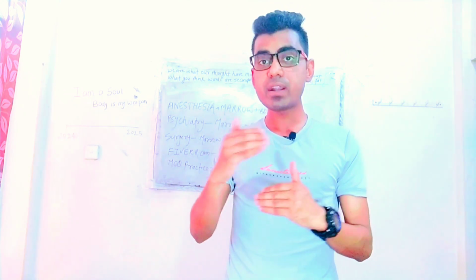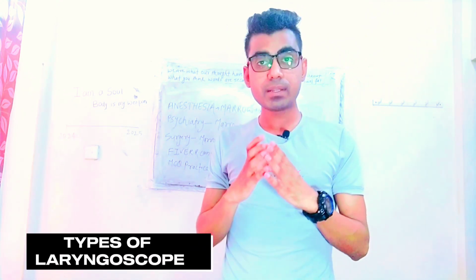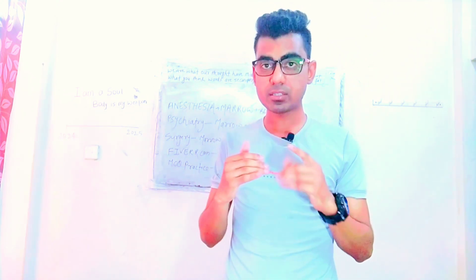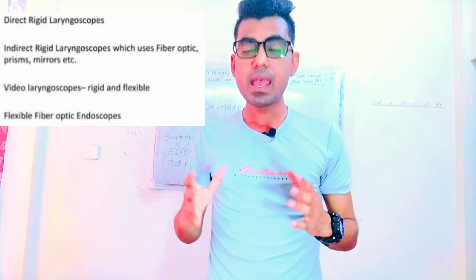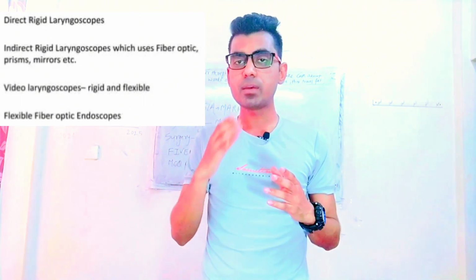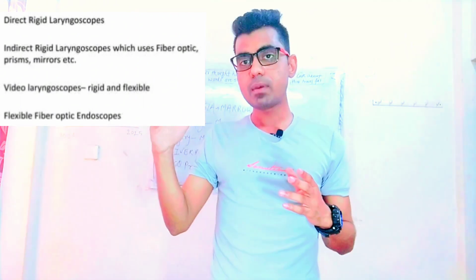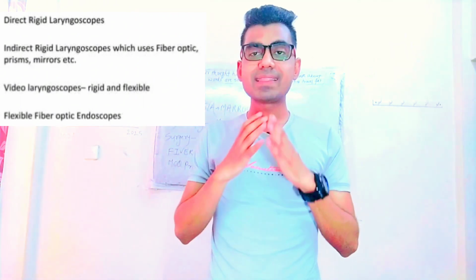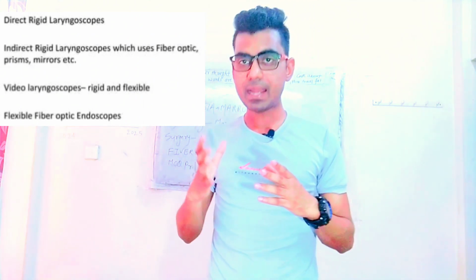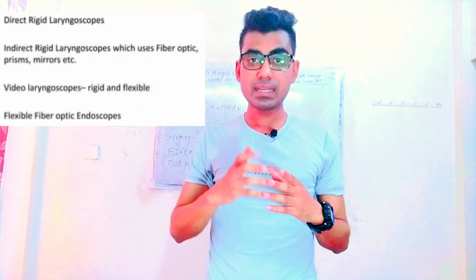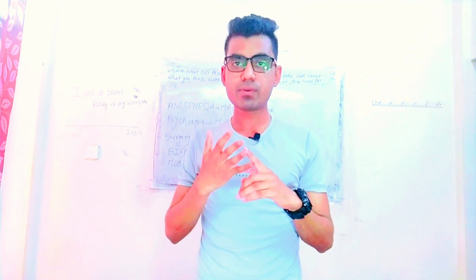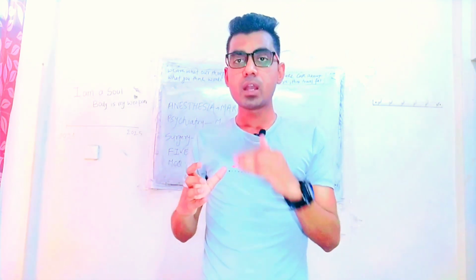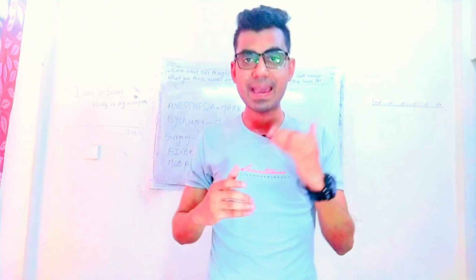Then understand the different types of laryngoscope. There are different types, but the most commonly used are the direct rigid laryngoscope, after that the indirect rigid laryngoscope, and then the video laryngoscope, which may be rigid or flexible, and then the flexible fiber optic laryngoscope, right? In the indirect rigid laryngoscope, there is use of a prism, mirror, as well as fiber optics, through which the larynx or the vocal cords are visualized indirectly, right?